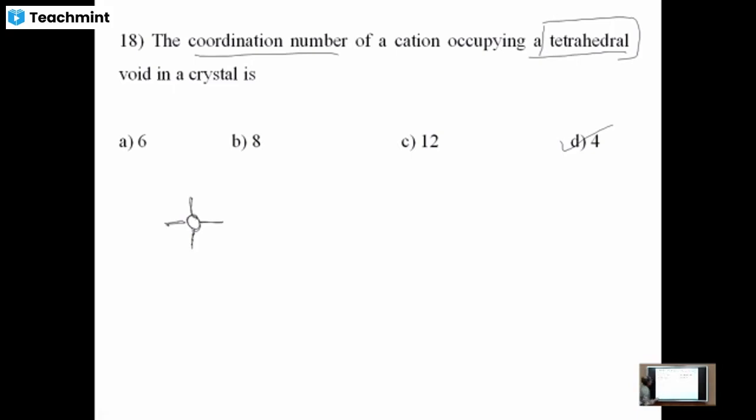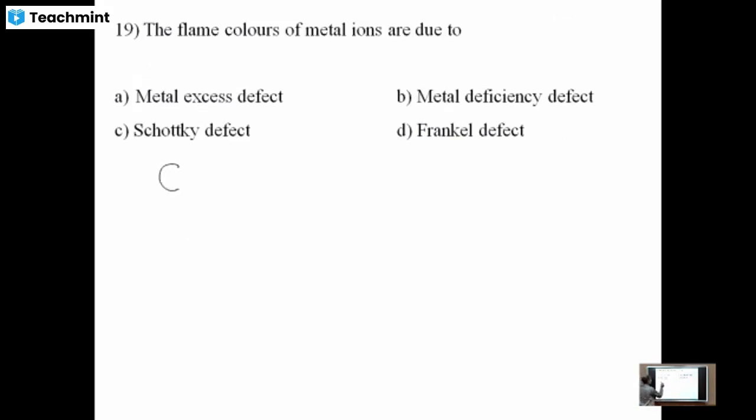Okay. Next question. The flame colors of metal ions are due to. It may be due to metal excess defect, metal deficiency defect, Schottky defect, and Frenkel defect. Now, flame color of metal ions are due to. We studied in our theory class that NaCl crystal shows metal excess defect. Just imagine it is NaCl crystal where Na plus ion is attached to Cl minus ion and vice versa.